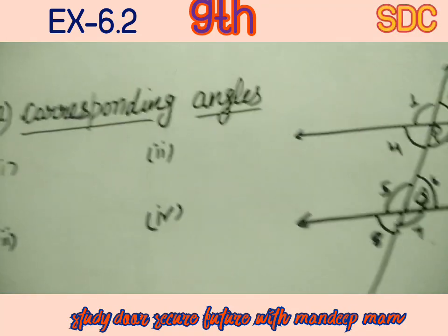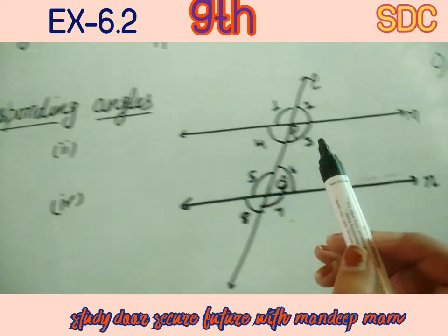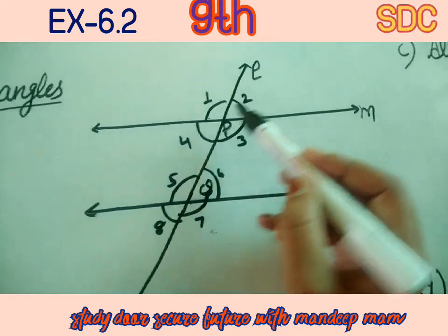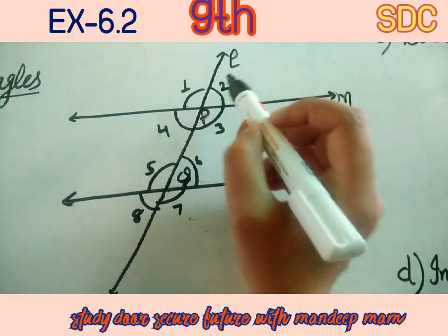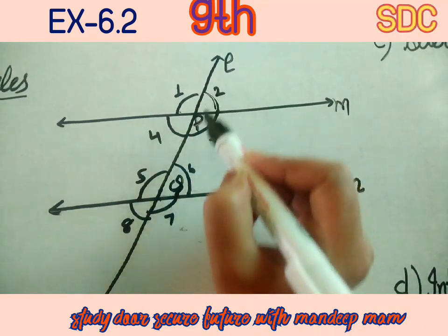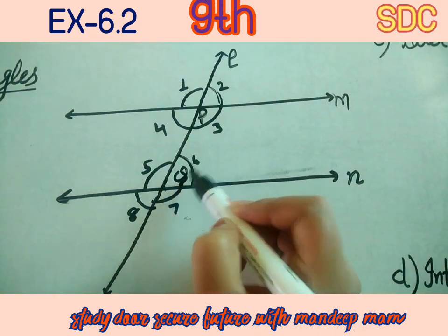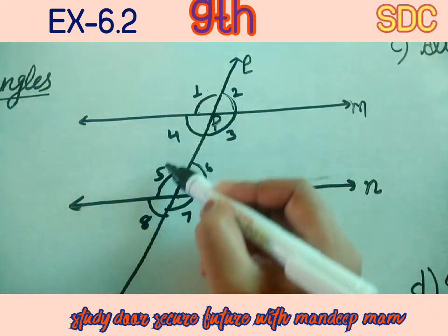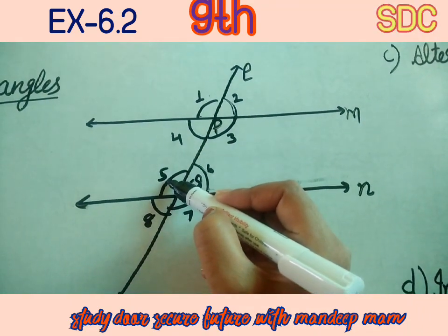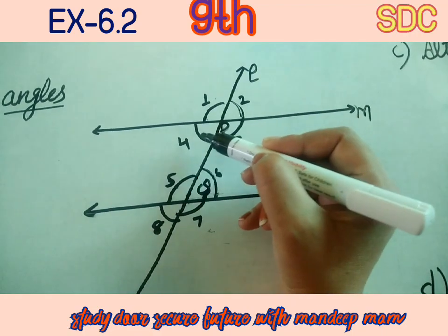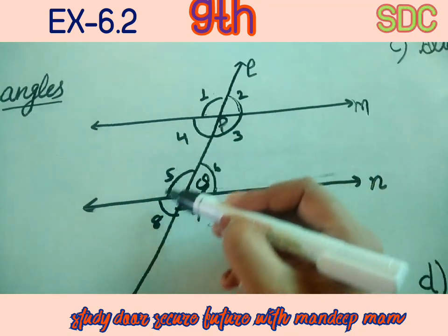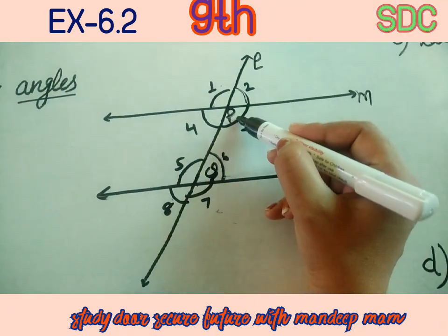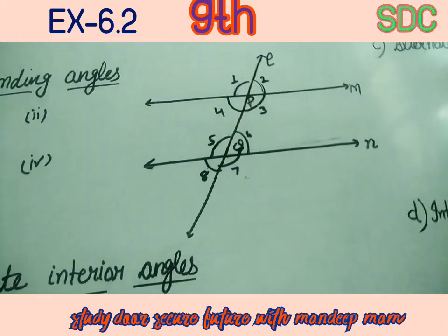First, corresponding angles. In this diagram, which are corresponding angles? Angles which are above the line, like angle 2 and angle 6, are corresponding angles of each other. Angle 1 and angle 5 are corresponding angles of each other. The other two pairs are both below the line: angle 4 and angle 8 are corresponding angles, and angle 3 and angle 7 are corresponding angles.